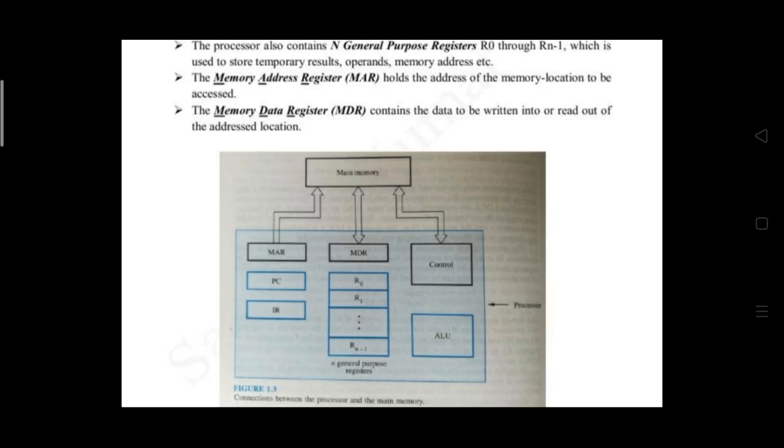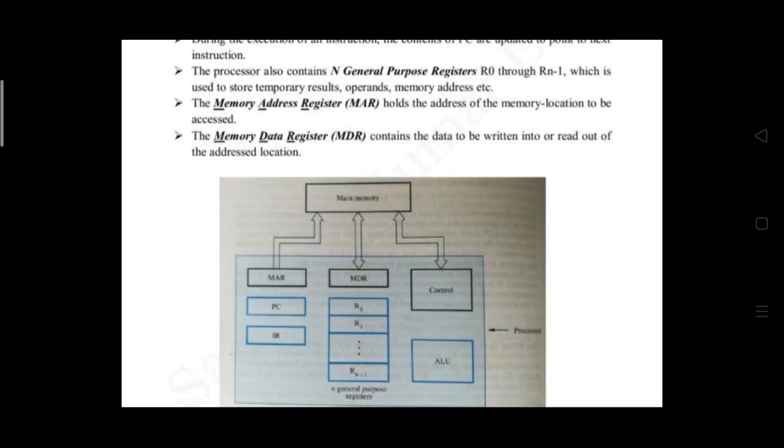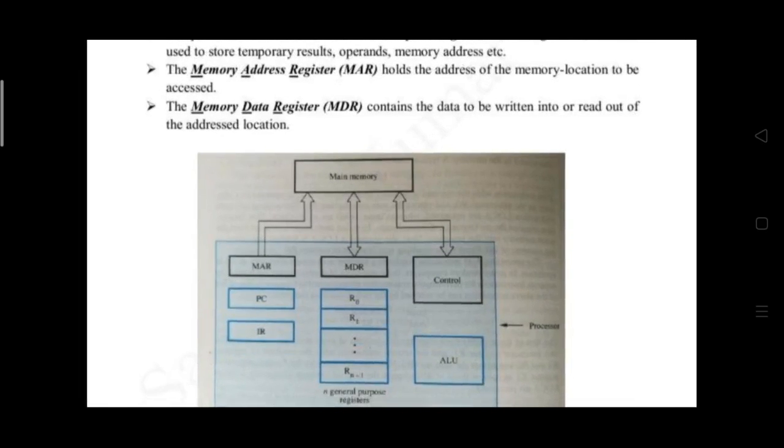There are two categories of registers. One is special purpose and the other is general purpose. Special purpose registers are listed here: MAR, MDR, PC and IR. MAR stands for the memory address register, which stores the address of the instruction or data which is being executed. PC is once again an address register only, and this stores the address of the instruction which is to be executed in the next interval of time.